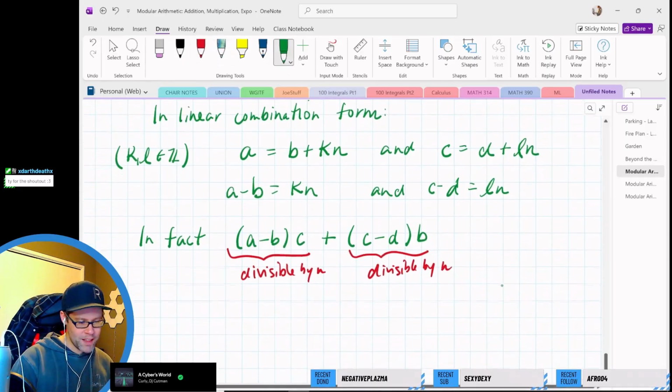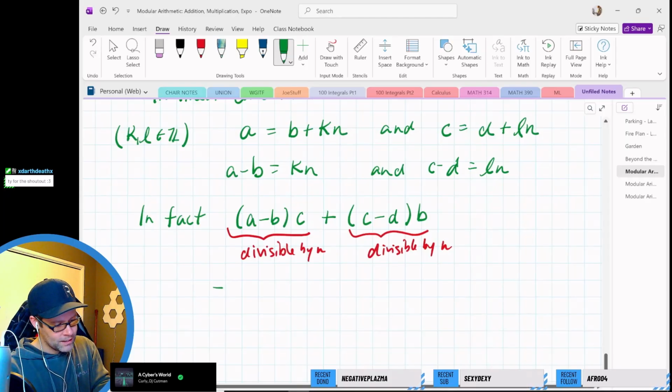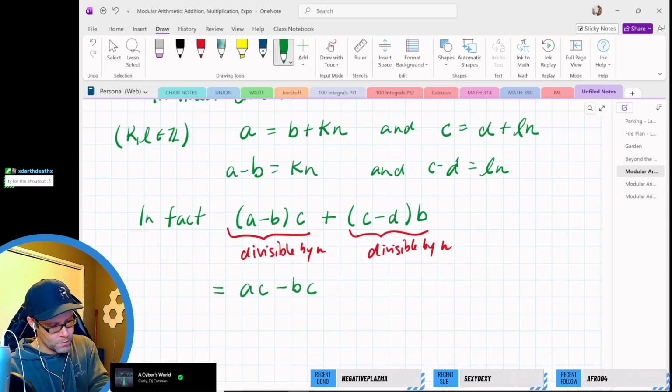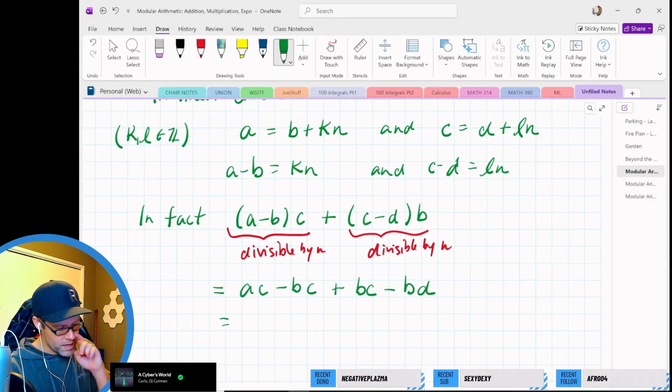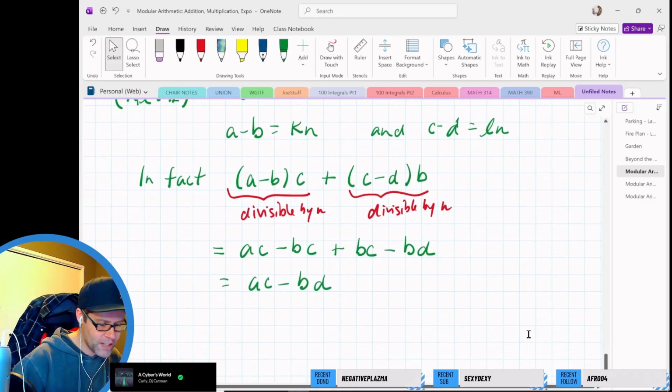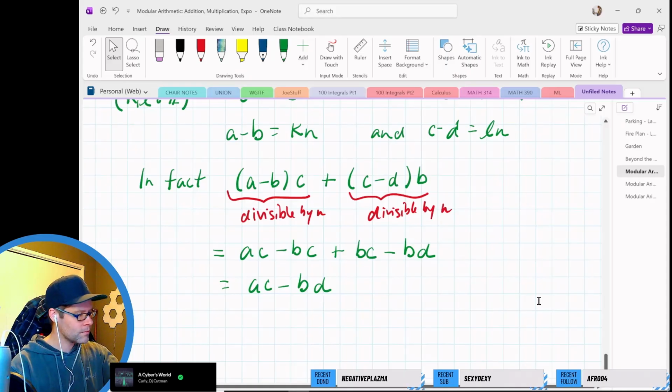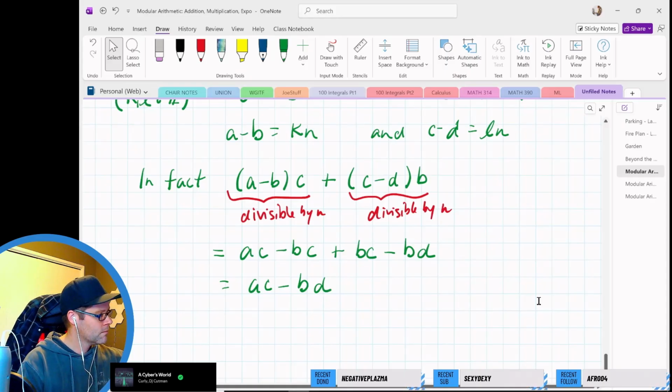Okay, so let's expand this out and see what we get. If we expand this out, we have a times c minus b times c plus b times c minus b times d. And the bc's cancel, and we get ac minus bd. We get the determinant of a 2x2 matrix. Just kidding. Huh?